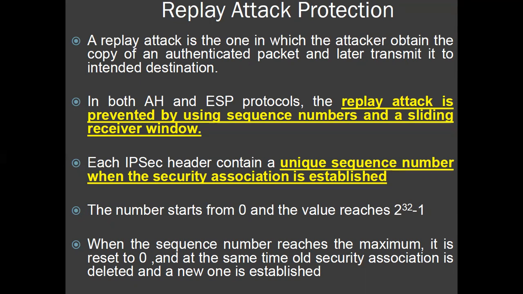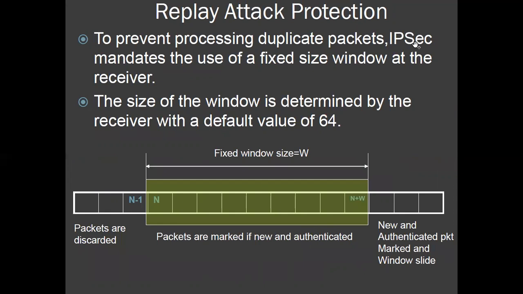So what is a security association? That we are going to study in further videos. To prevent the processing of duplicate packets, IPSec mandates the use of a fixed-size window at the receiver side. The size of the window is determined by the receiver, with a default value of 64. In this figure you can see the replay window. The window is of fixed size W.